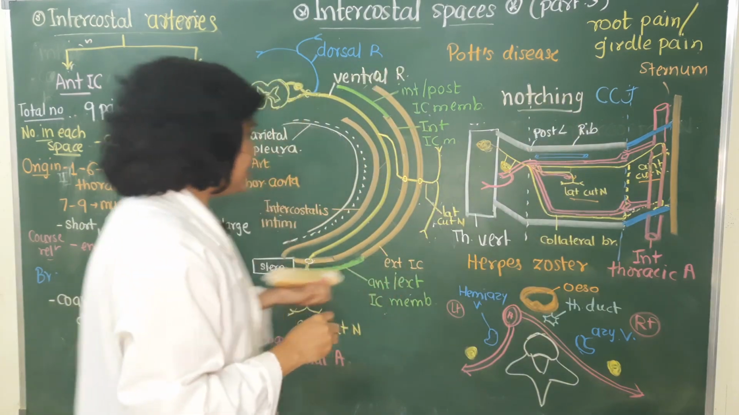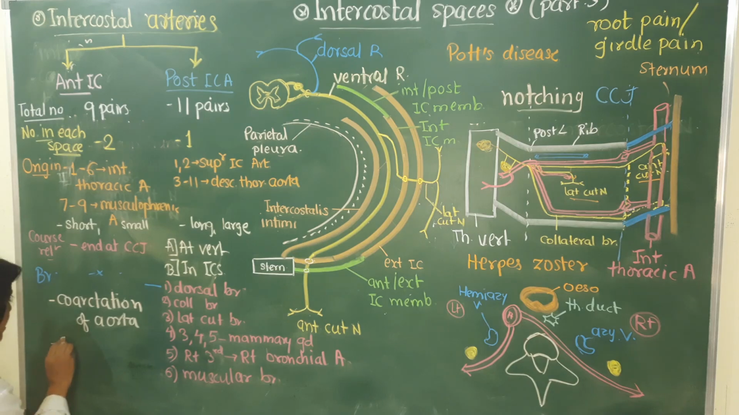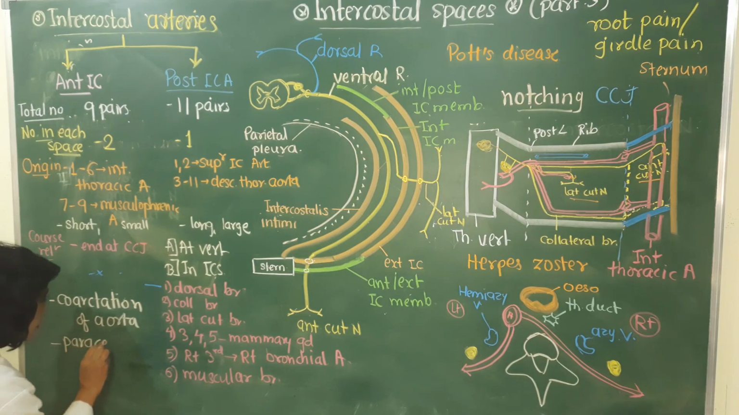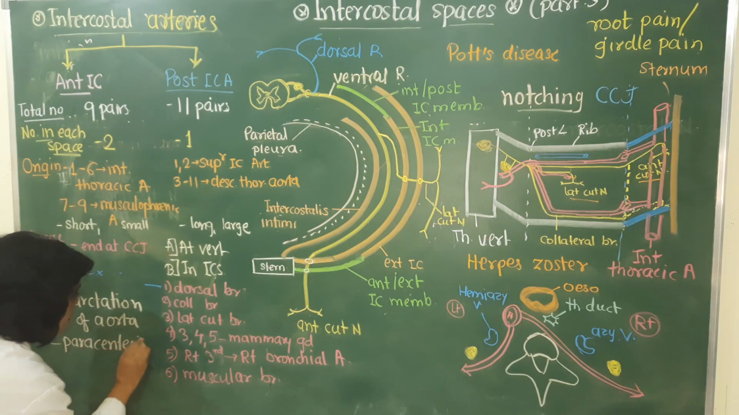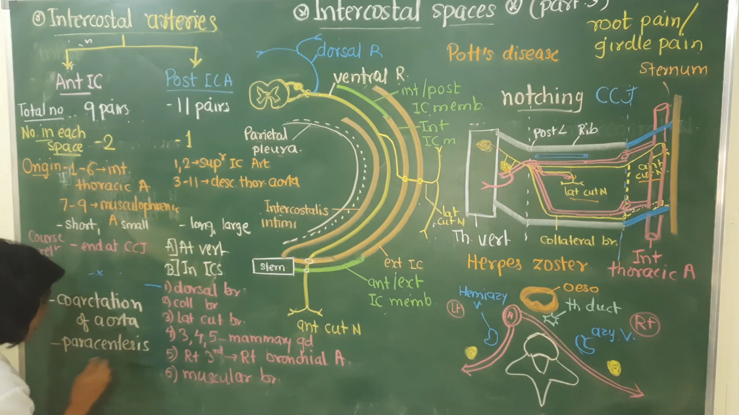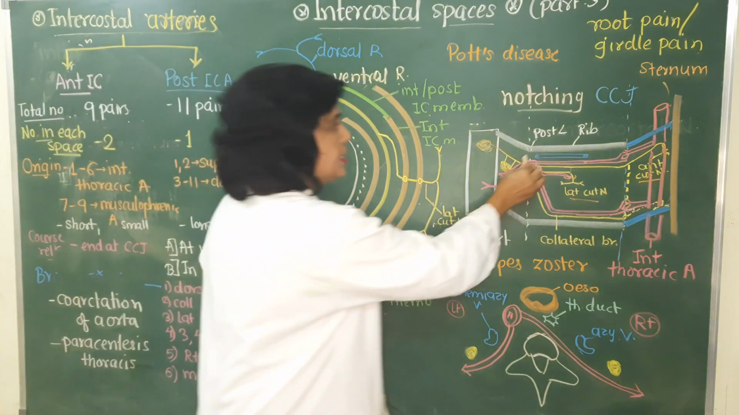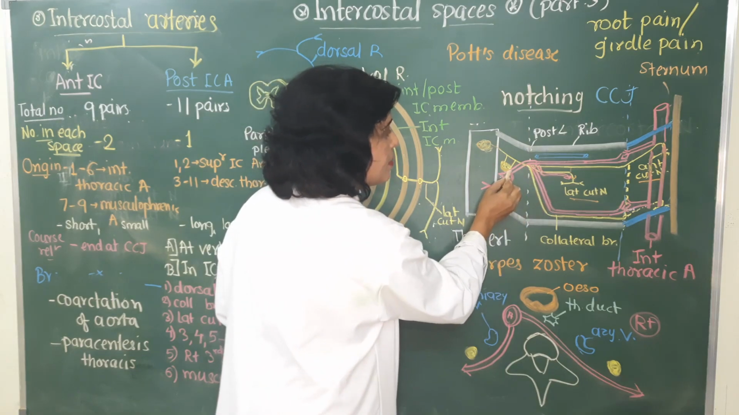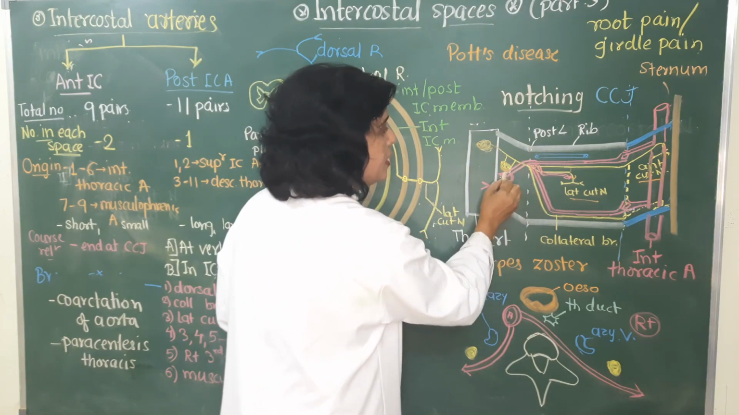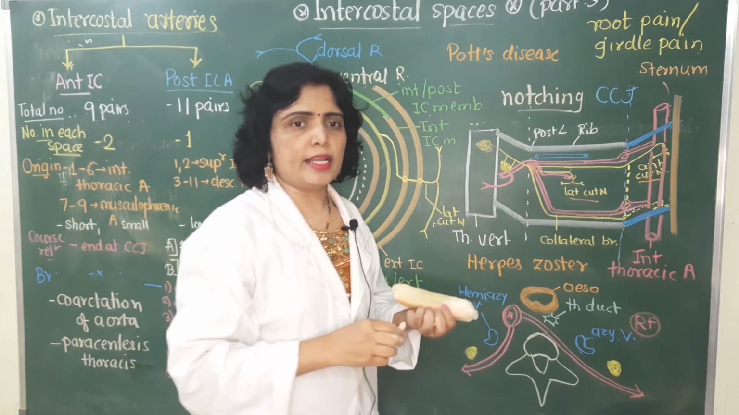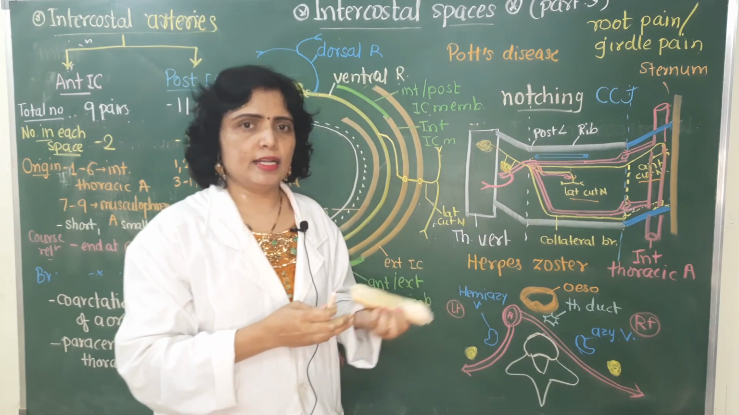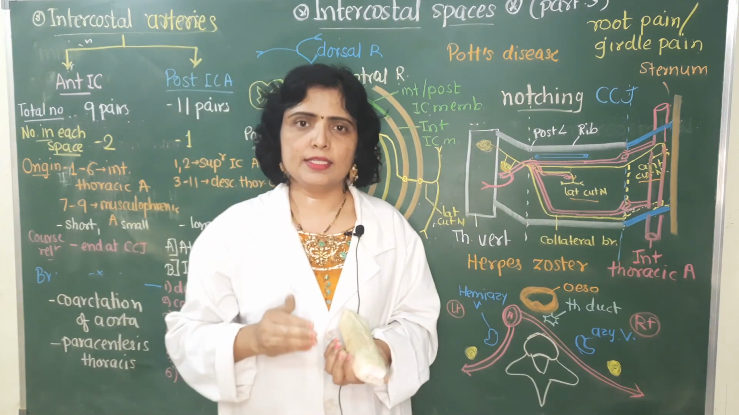And second is paracentesis thoracis, which is the method of aspiration of the pleural cavity. It is not done near the posterior angle because the artery passes obliquely upwards from below near the posterior angle, and it is done in the mid axillary line. So that is about these intercostal arteries.